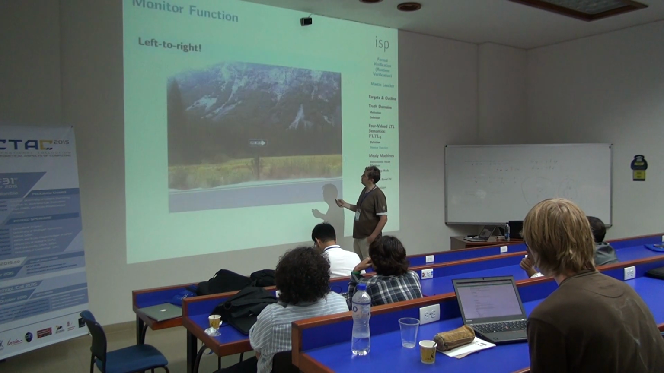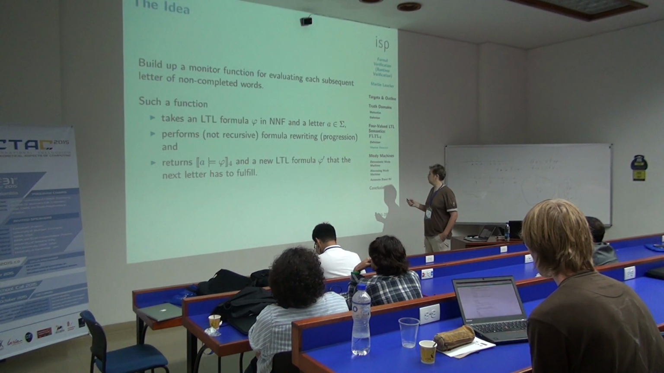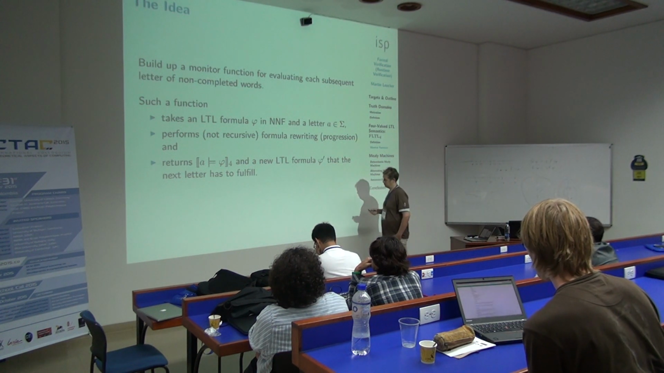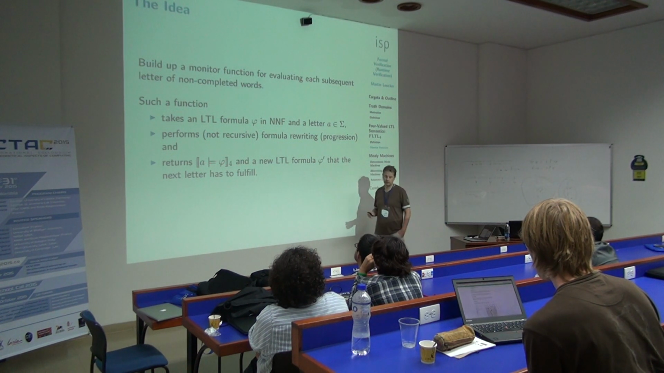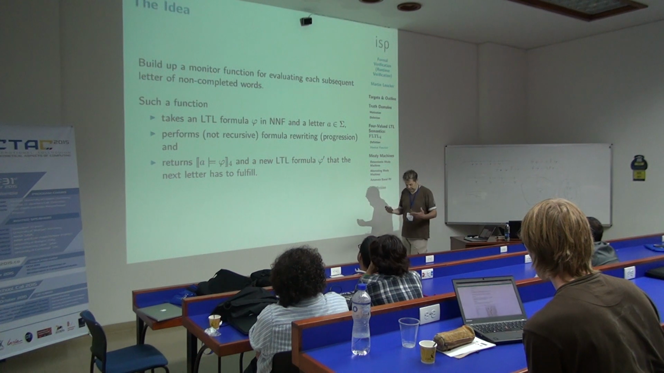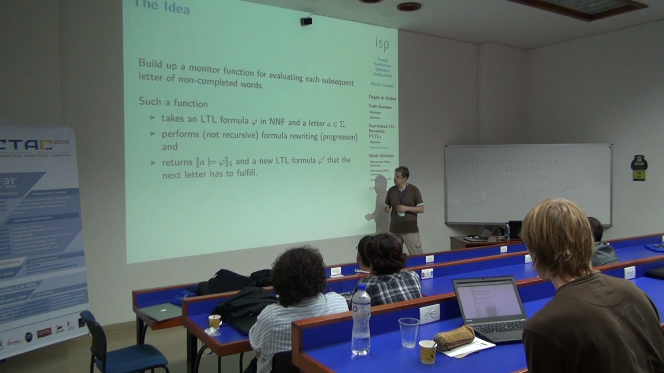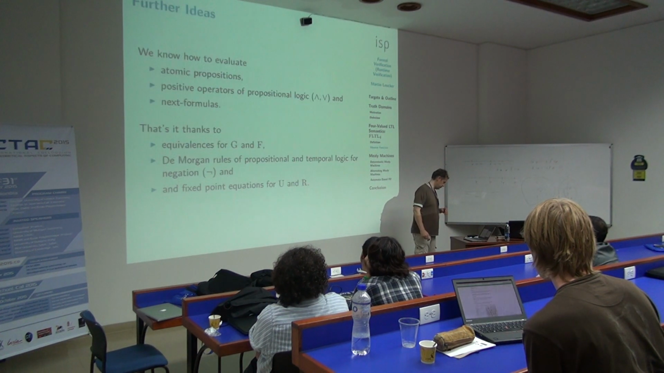So it takes an LTL formula and a letter A, and it performs a formula rewrite. It should return the semantics that we get by remembering the whole history and the current A. And we also get a new formula back that tells us what to check in the next position. I think we go directly into the code.